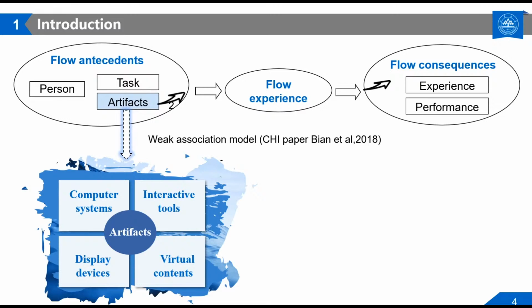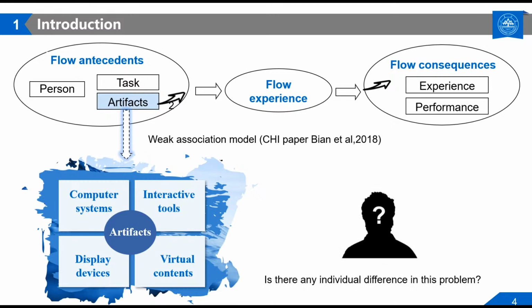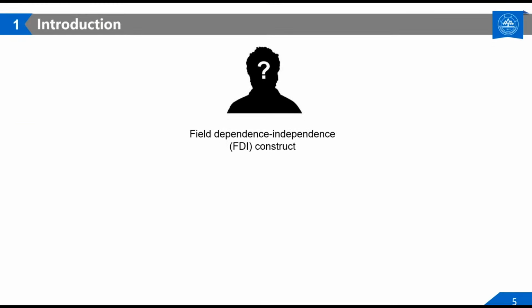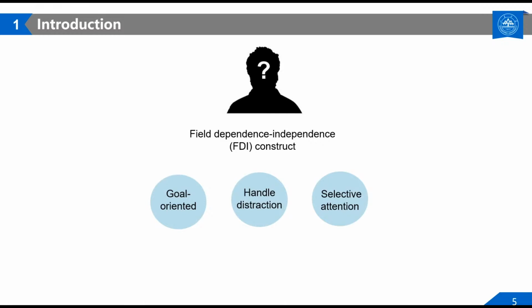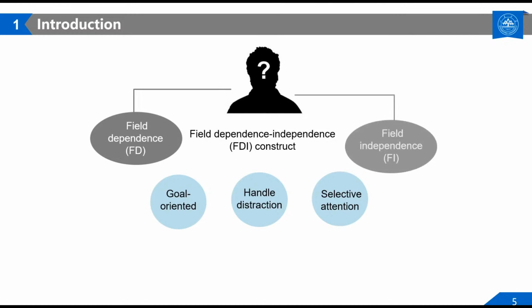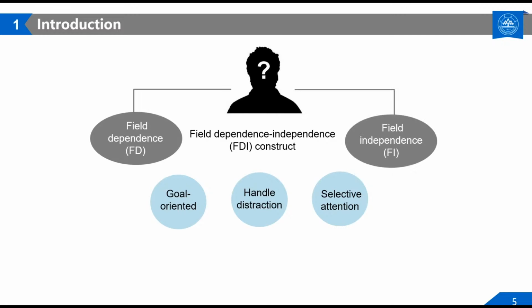Here is a new question. Is there any individual difference in this problem? We believe people are different in the ability of selective attention or handling distraction. A factor worth considering is the field dependence-independence construct. Short as FDI, it is a polar construct describing cognitive style. It affects the ability of goal-oriented behavior, handling distractions and selective attention. Based on this construct, people can be divided into field-independent, short as FI, and field-dependent, short as FD. FI people may behave better than FD people in these aspects, then show stronger flow performance link.